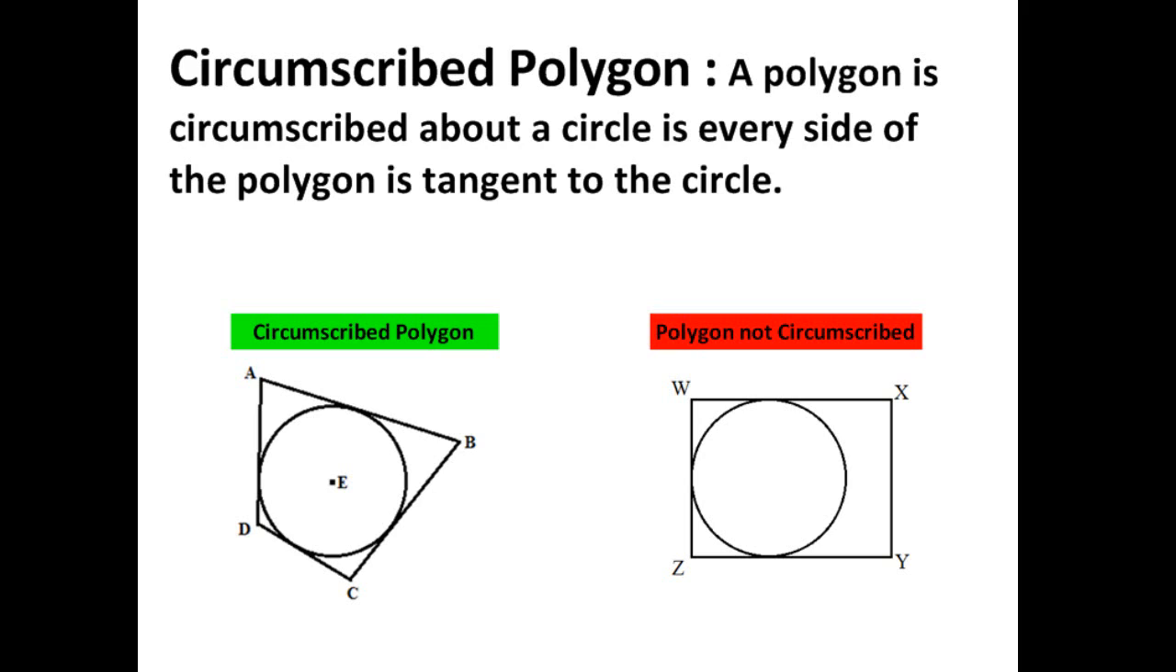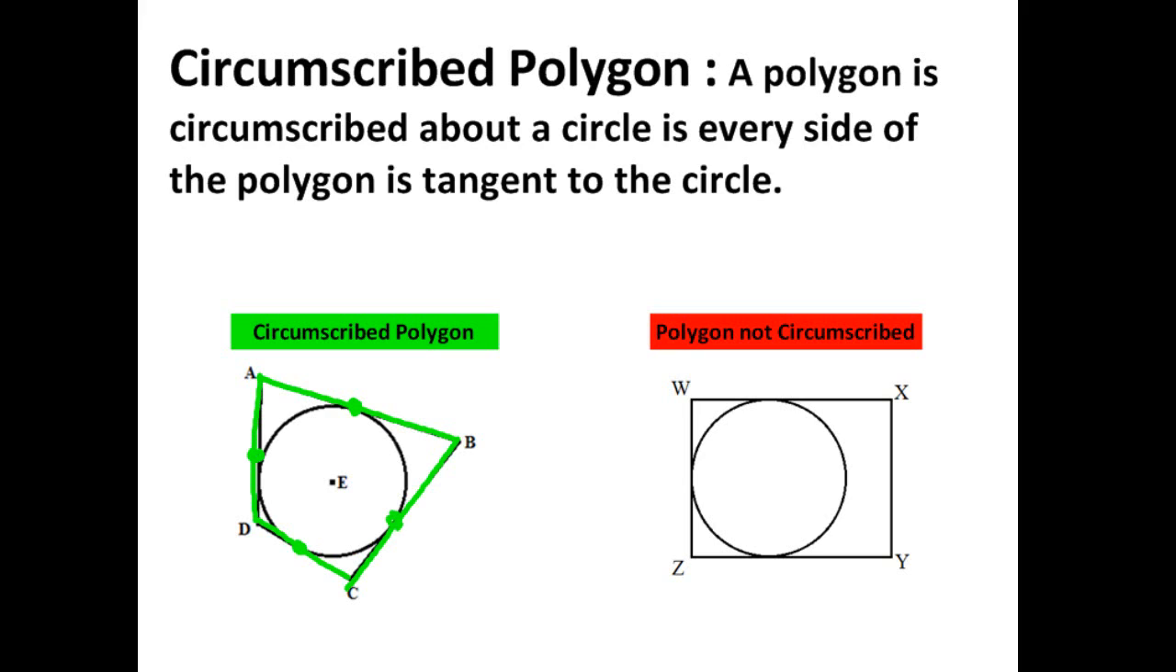Each of these line segments, line segment AB is tangent to the circle. Line segment BC, line segment CD, and line segment DA, each one of those line segments that make up the sides of that polygon are tangent to the circle. It just touches the circle in one spot.